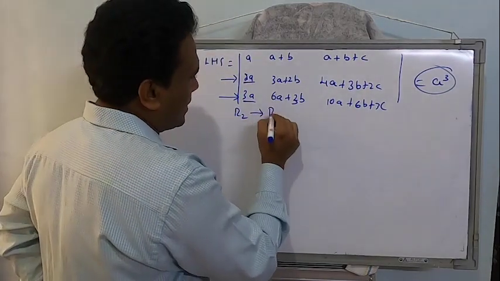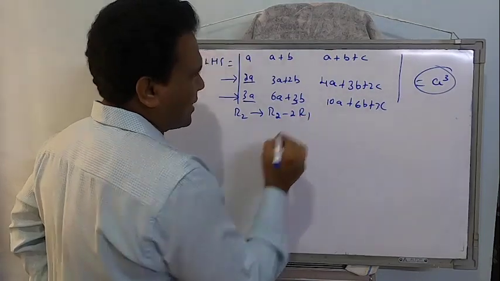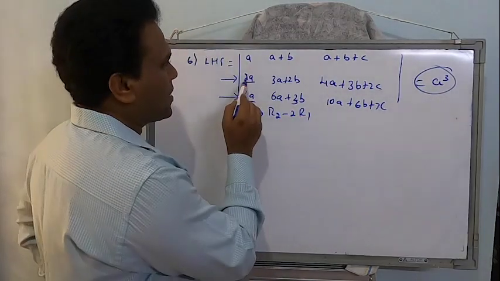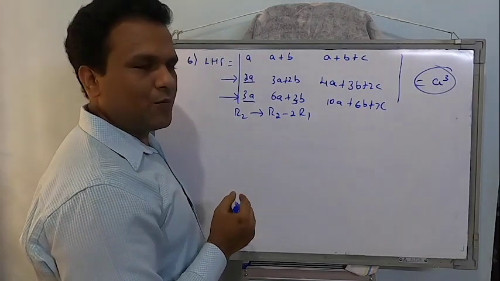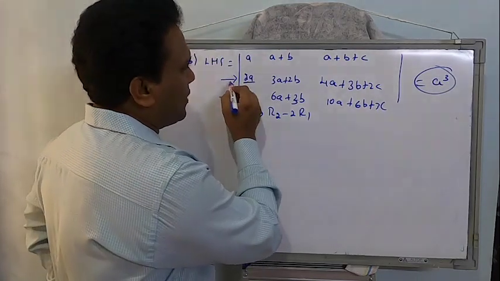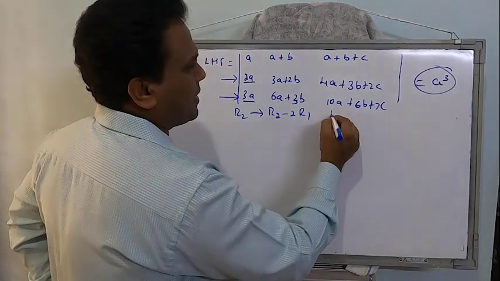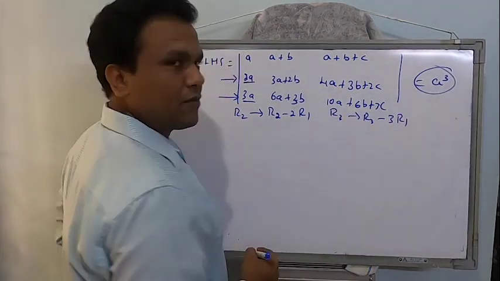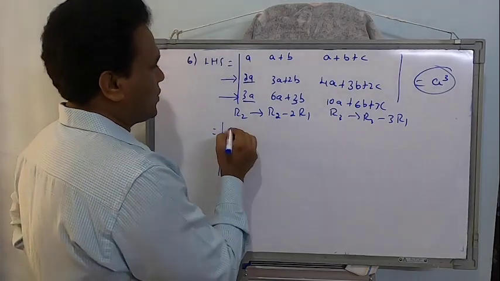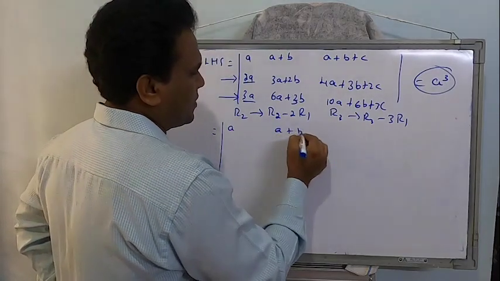So R2 can be written as R2 minus 2 times R1. What happens? Just observe. R2 minus 2 times A: 2A minus 2A will become 0. This will be applied for all the elements of R2. Similarly, R3 will be R3 minus 3 times R1. Let us try these two. So first row, no change.